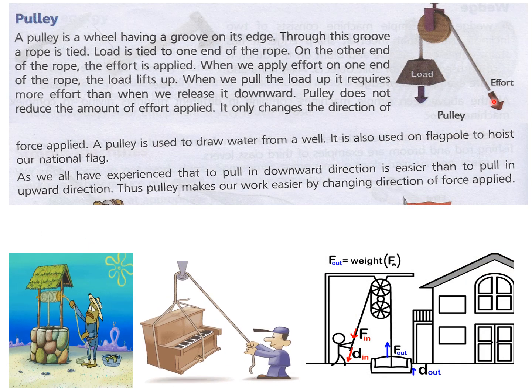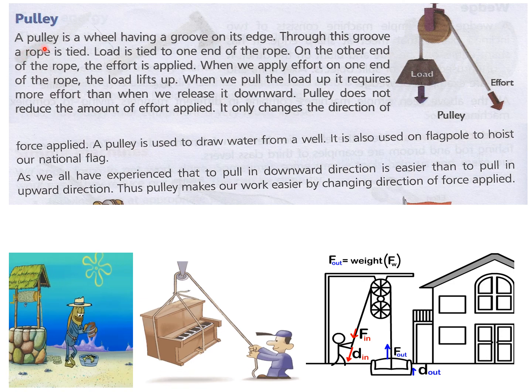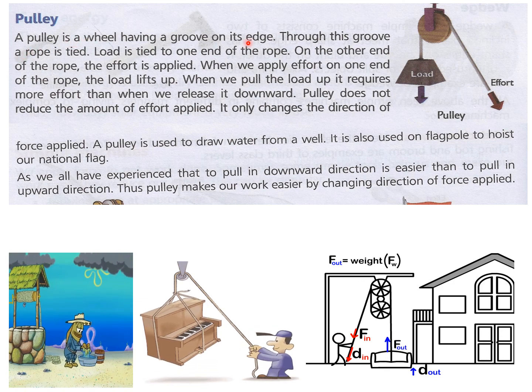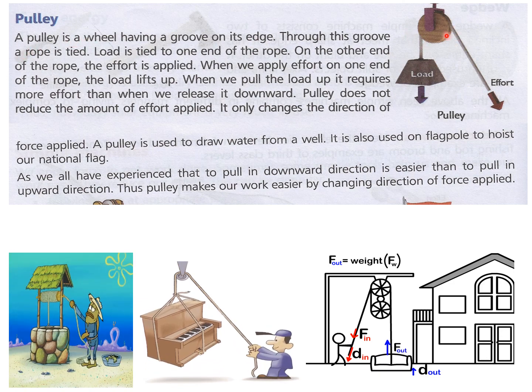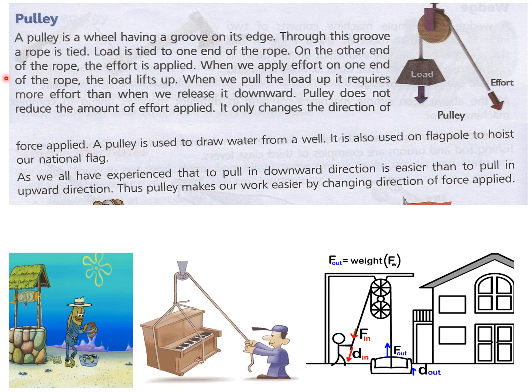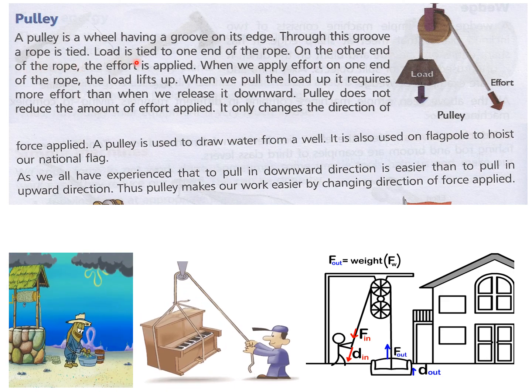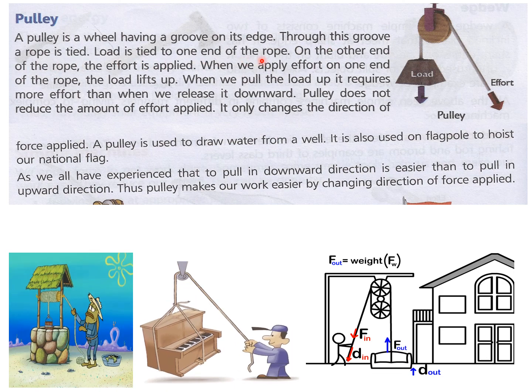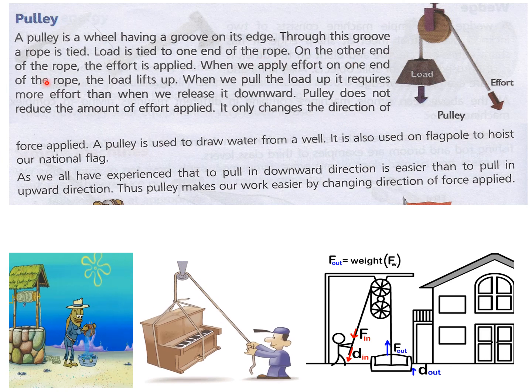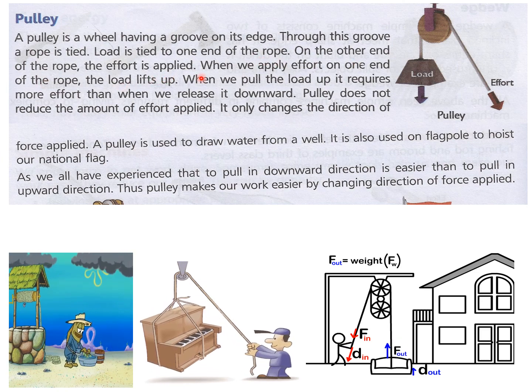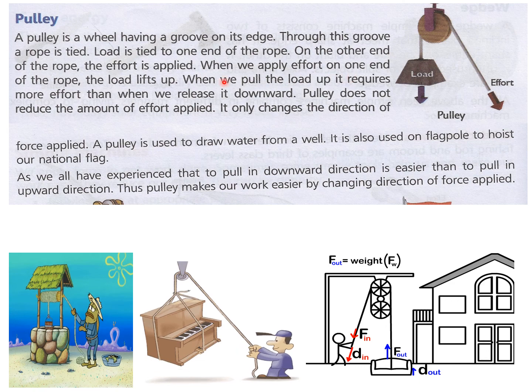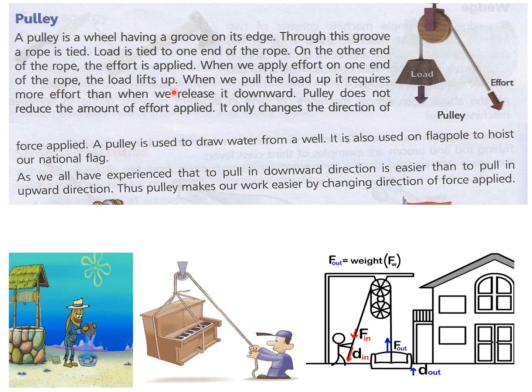Then the next simple machine is the pulley. A pulley is a wheel having a groove on its edge. You can see the pulley here. Through this groove, a rope is tied. A load is tied to one end of the rope. On the other end of the rope, the effort is applied. When we apply effort on one end of the rope, the load lifts up.